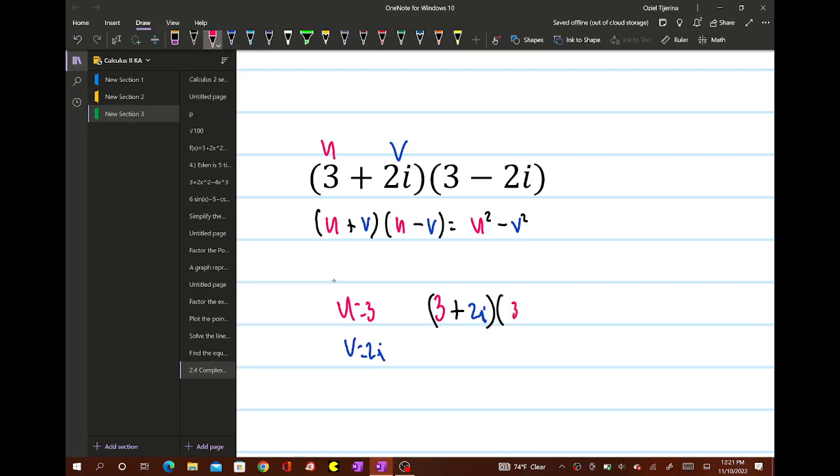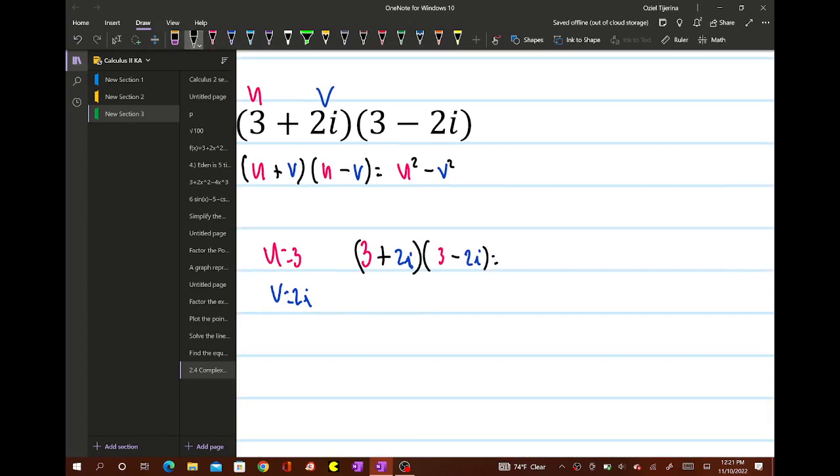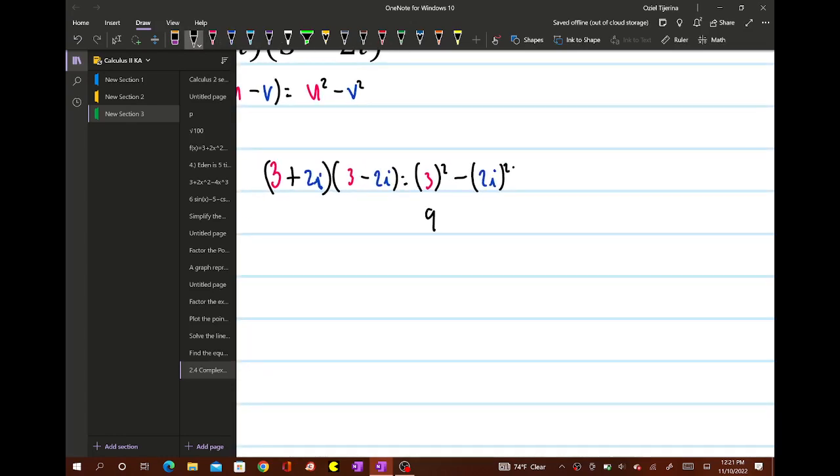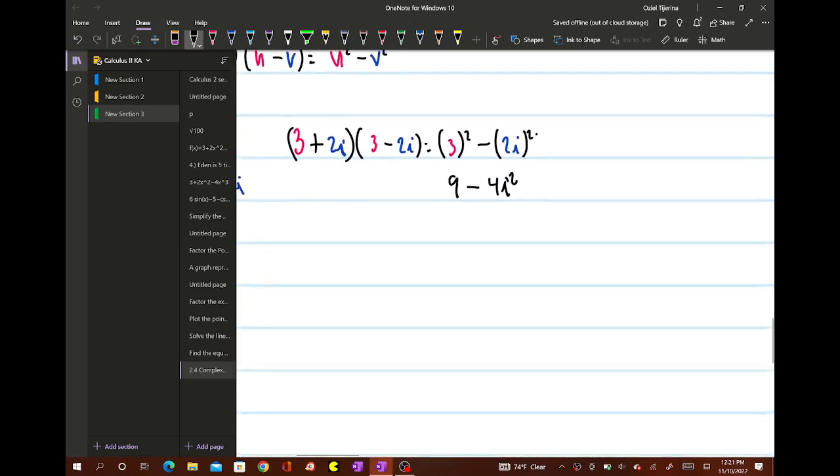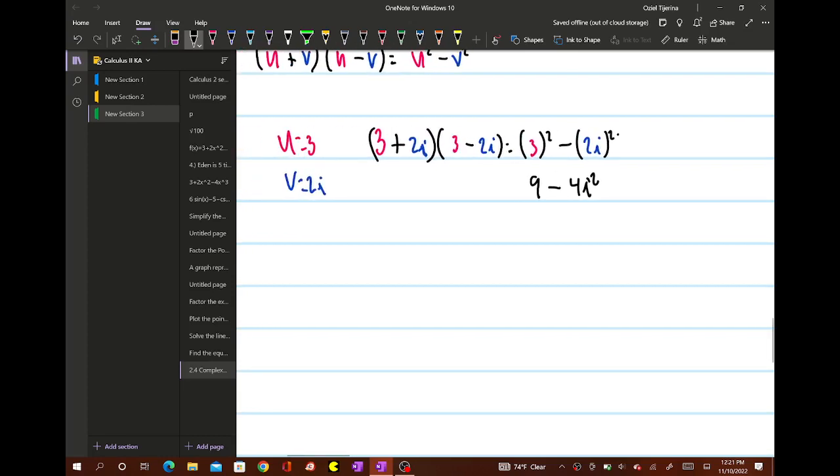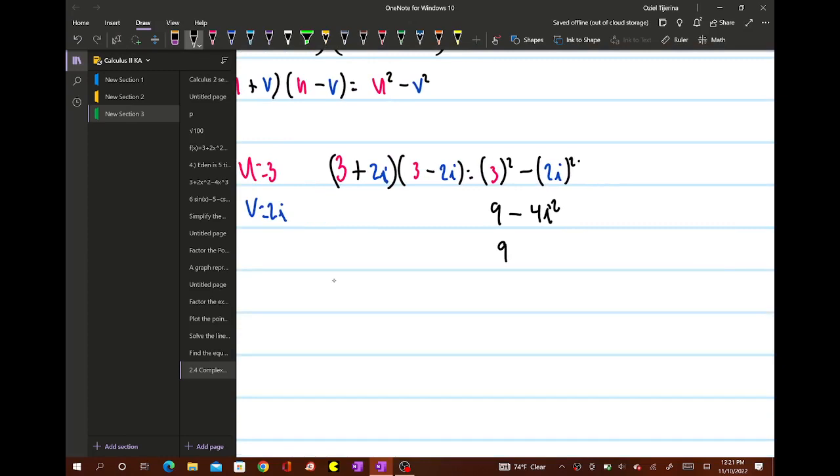times 3 minus 2i is equal to, and it's going to be the quantity 3 squared minus the quantity 2i squared. Okay, so this is 9, and then we have minus 4i squared. Now this actually becomes 9 minus 4 times -1, which becomes 9 plus 4, which is 13.